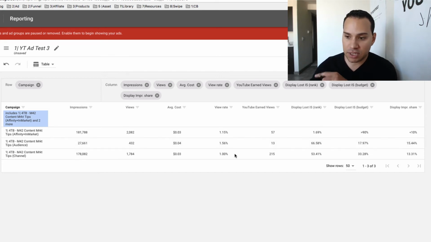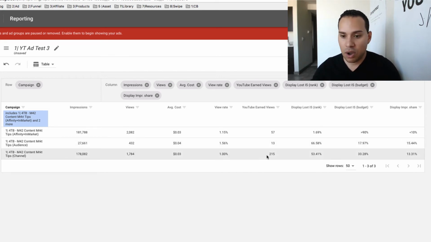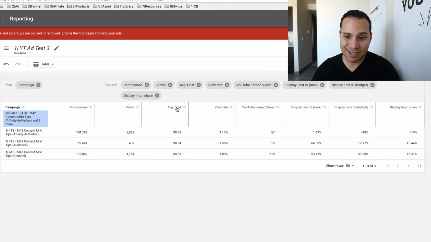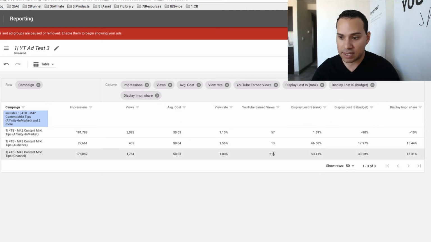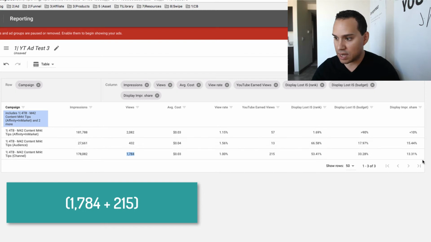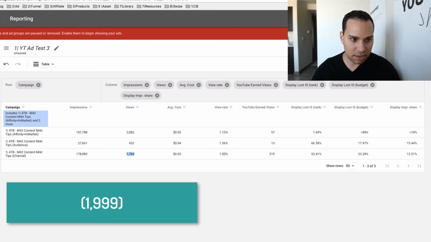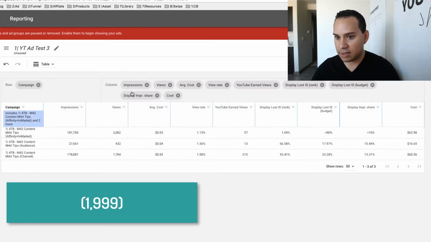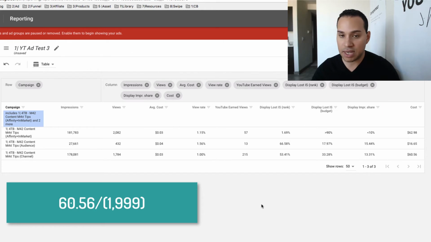So I want to touch briefly on the earned views. One of the things that you want to remember when you're looking at these is that this is an average cost column. This is not the exact column. So what I did is I took the earned views and added them to the total views, and then I divided the cost. Oh, I don't have cost. Let me add the cost column real quick. Cost. And then I added the cost column here and divided to see what the actual cost per view was. And so here are the actual cost per view.